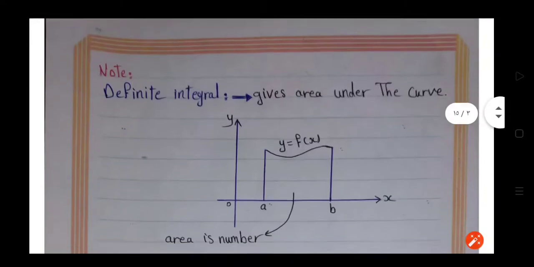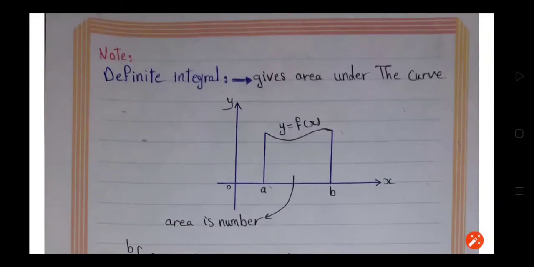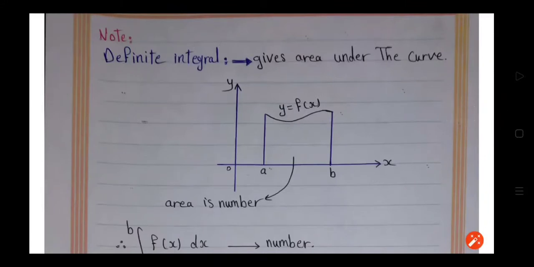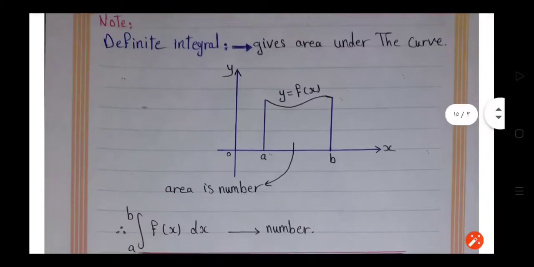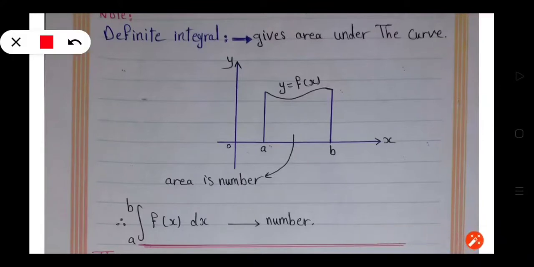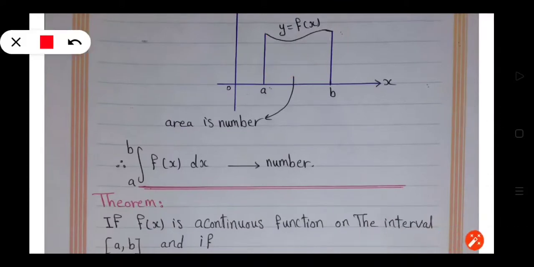Now we also know that definite integral gives area under the curve bounded from point a to point b, as you see. So definite integral must be a value, not a variable. So definite integral gives a number. It doesn't depend on x. So if we find a definite integral and the value was a function in x, there is a mistake.